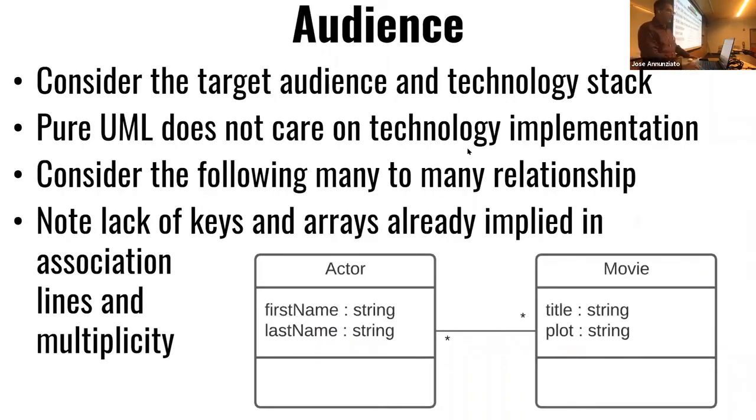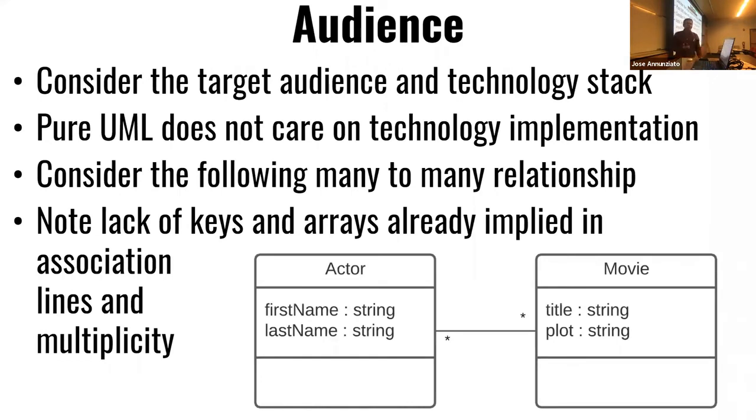Yeah, so the audience, as I was saying earlier, right? If you establish a many-to-many in UML, that's plenty. You're done in your design. Okay, then you say there's one actor in many movies. One movie has many actors. There's a many-to-many. Boom, you're done, right?